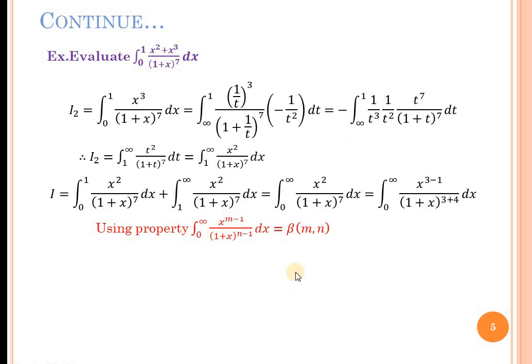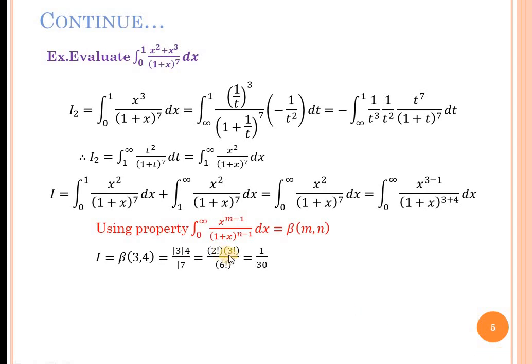Now I use this property. According to this, the value of this integral is beta(m, n), so it is beta(3, 4). Now we know the relation between beta and gamma. So beta(3, 4) is gamma 3 into gamma 4 upon gamma 7. Gamma 3 is 2 factorial, gamma 4 is 3 factorial, gamma n is (n-1) factorial, and gamma 7 is 6 factorial. After simplifying this, you will get the answer 1 upon 30. So the value of this integral is 1/30. Okay.